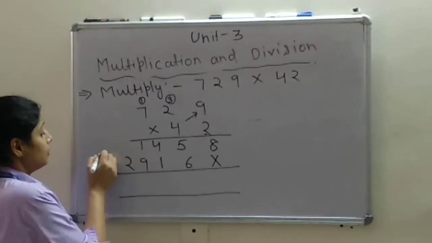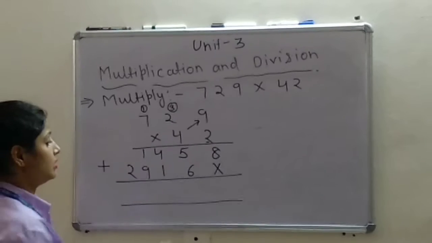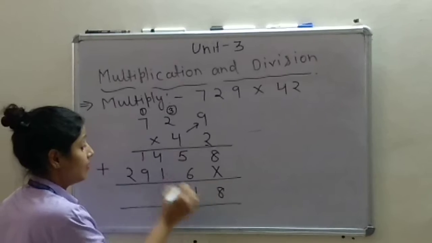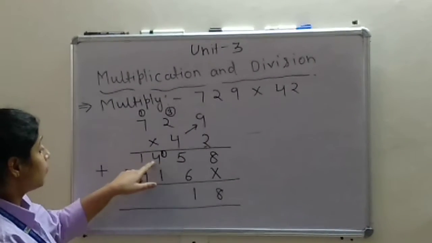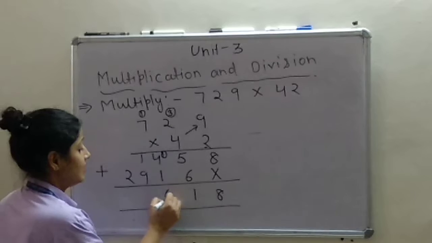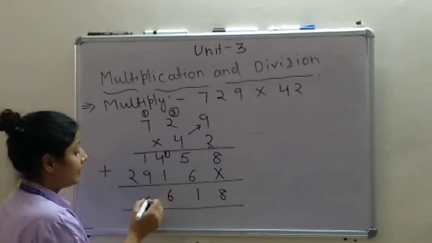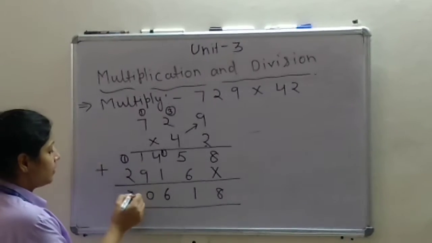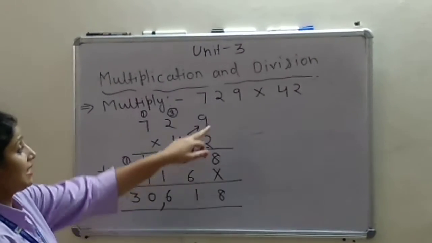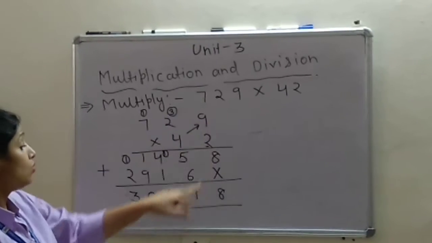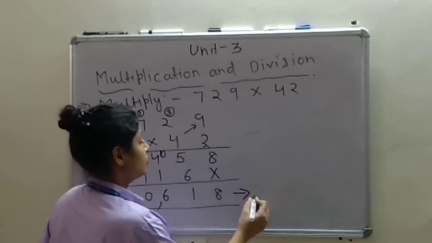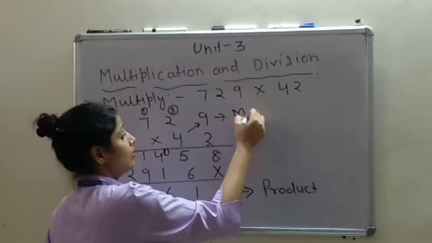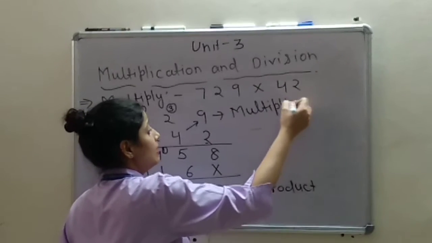Now we are done with both the digits in the multiplier. The next step, we are going to add these both the numbers. 8, 5 plus 6, 11. 1 will come, 1 will be carried. 4 plus 1, 5 and 1, 6. 9 plus 1, 10, so 0 will come and 1 will be carried over. 2 plus 1, 3. So after multiplying 729 by 42, you will get 30,618 as the product.